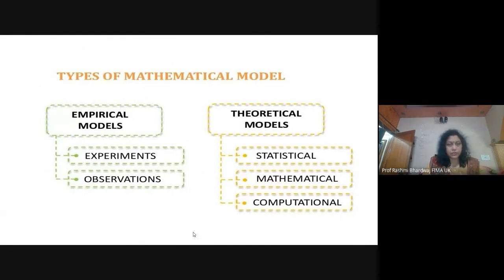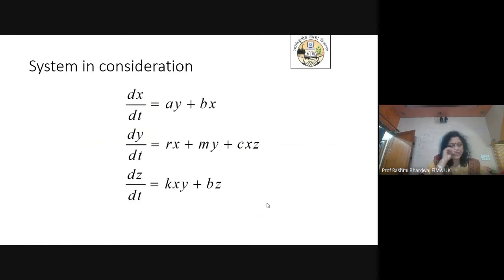As I already told, there are different models: empirical model and theoretical model. Empirical models are based on experiment and observation. Theoretical models are based on statistical, mathematical, and computational ways. Now I am taking this three-dimensional system, which is the Lorenz system: dx by dt is ay plus bx, dy by dt is rx plus my plus cxz, dz by dt equal to kxy plus bz.